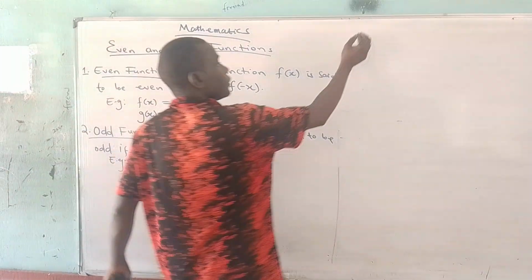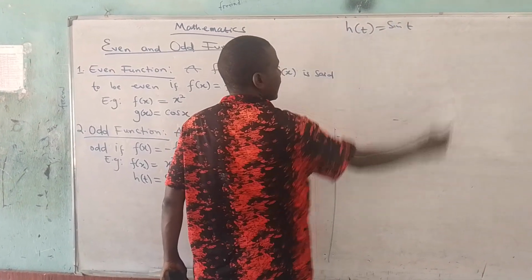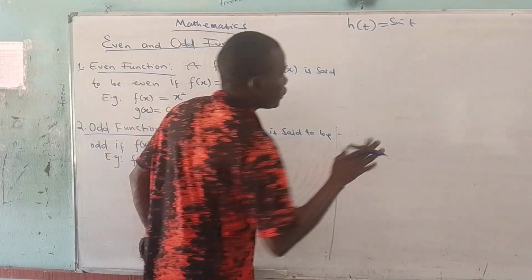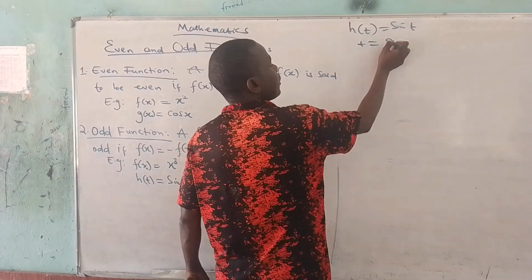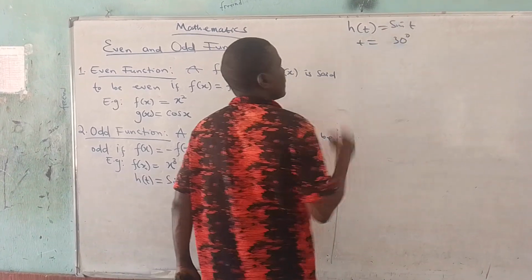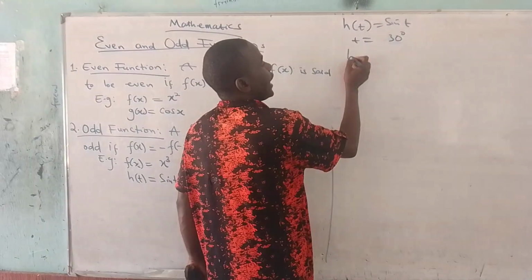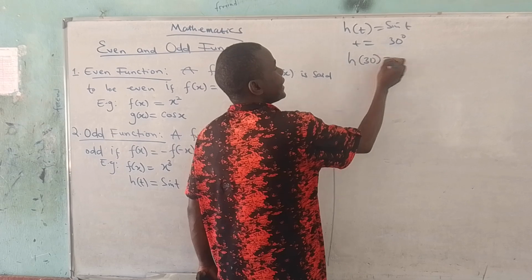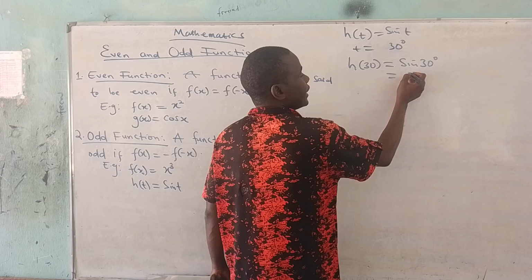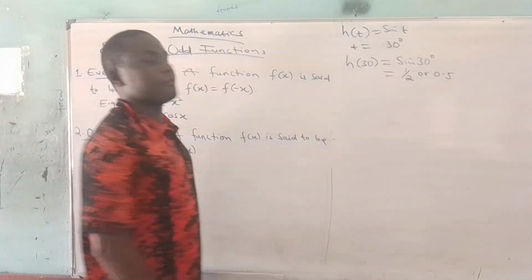So again, another example. Let's take h of t equals sine t. Let's take any angle, say 30. Let's test it at t equals 30 degrees. So h of 30 is equal to sine 30 degrees. What is sine 30 degrees? It's 1 over 2 or 0.5.